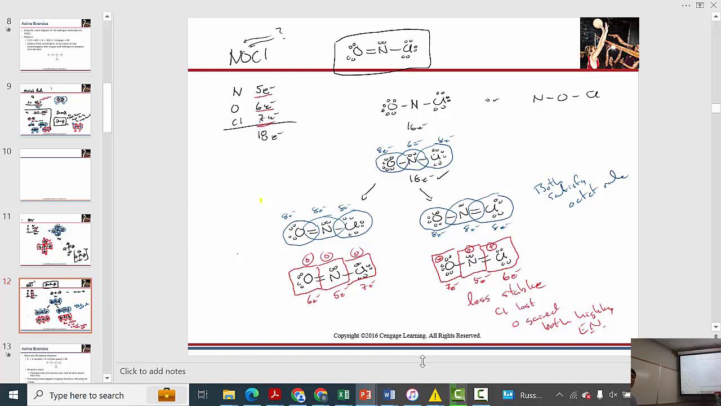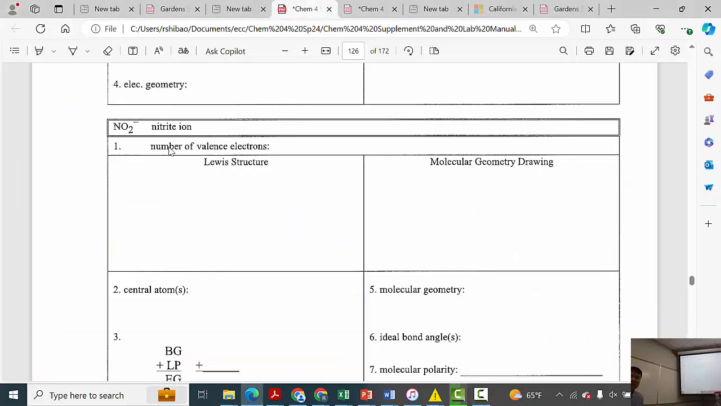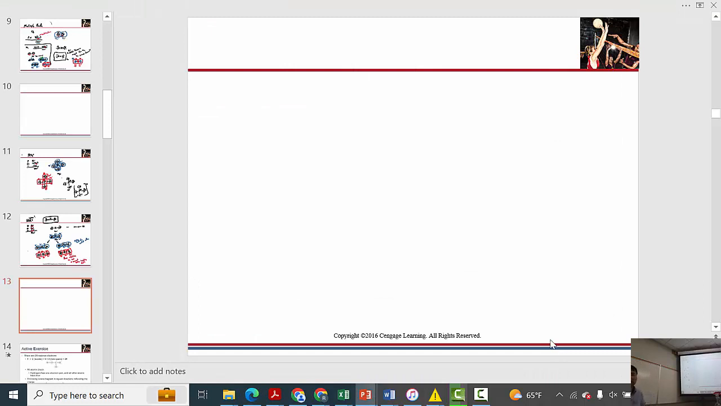All right, let's take a break here, and then we'll start up after the break. So I'm looking at our lab, experiment 8. This will start next week. And so we're going to do this one here next.